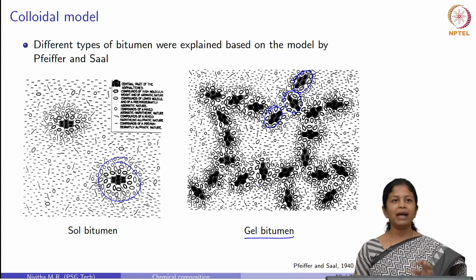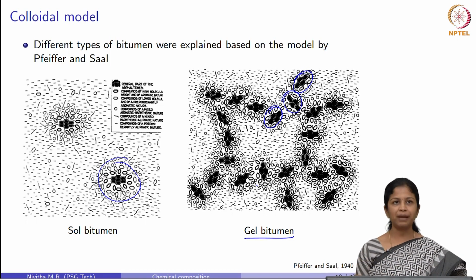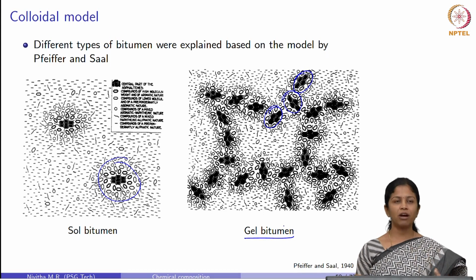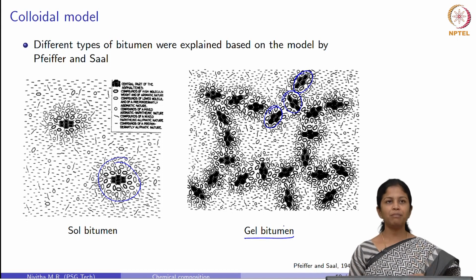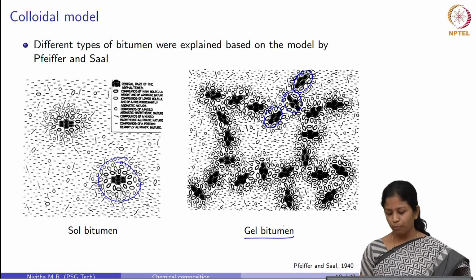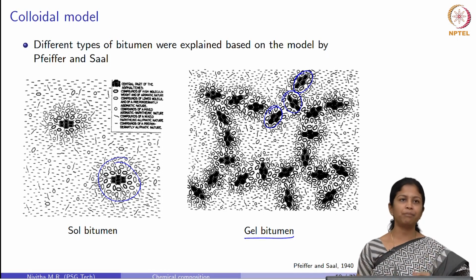Any given bitumen can be of sol type or of gel type. A gel bitumen generally has a higher viscosity value compared to a sol bitumen. But we should remember here that a given type of bitumen can exhibit both gel behavior and sol behavior depending upon the temperature.